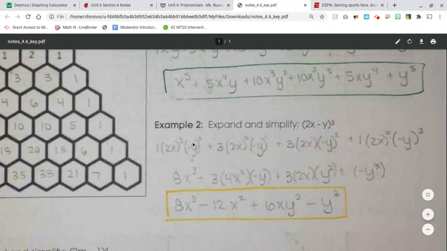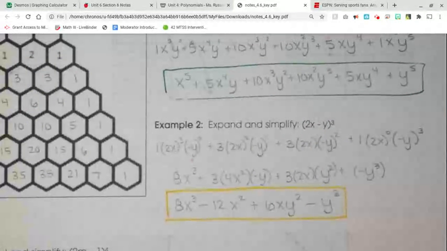So anything to the 0 is just 1, so it cancels out. So you have 1, and then you have 2x to the 3rd power. So 2x to the 3rd power, 2 to the 3rd is 8, and x to the 3rd is x to the 3rd. So that's our first term. Next, you have 2x squared in here. So that is 2 to the 2nd power. That gives you 4x squared. And we're going to keep that 3 in front. Negative y to the 1st is just negative y.